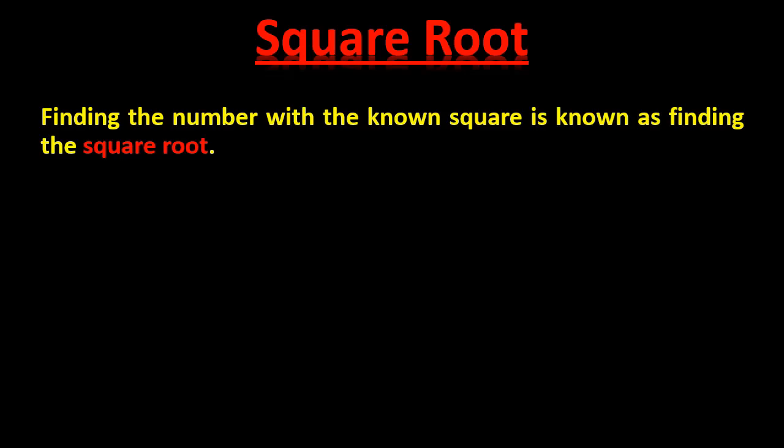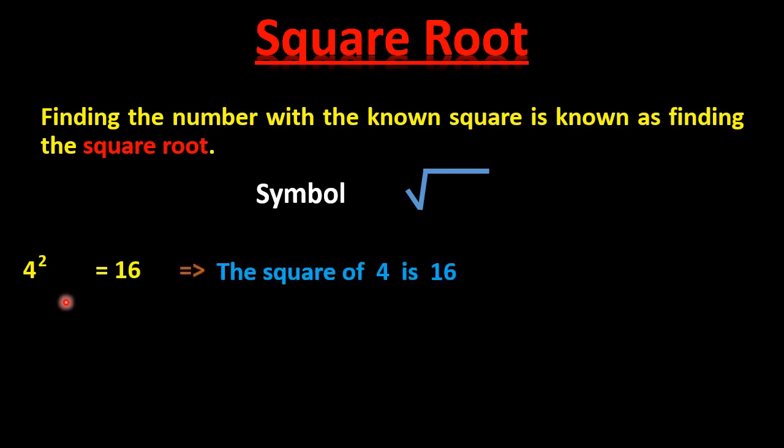Finding the number with a known square is known as finding the square root. The symbol which is used to denote the square root is this symbol. Now let us understand the difference between squaring a number and finding the square root of a number. In squaring a number, any number will be given and you have to square it. Here I have taken 4 and I square it. So it will be 16, because 4 into 4 is 16. This means the square of 4 is 16.